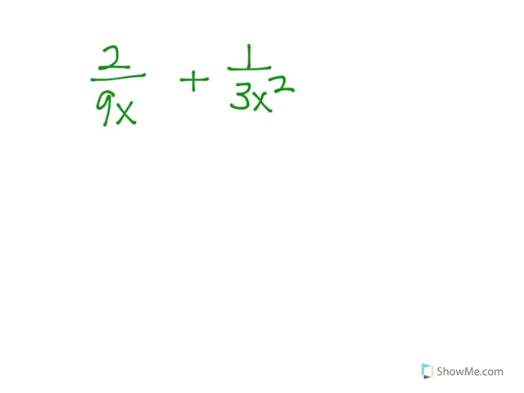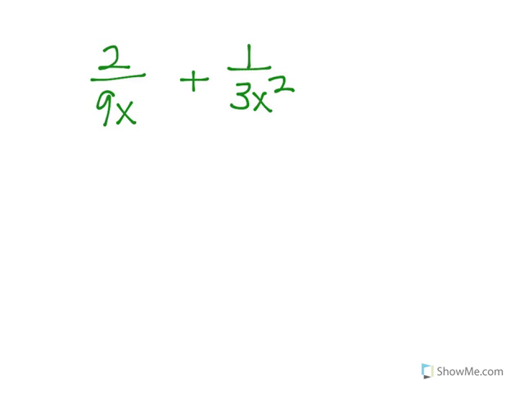Our next example involves a sum where we do not have common denominators. And so what we need to think about is finding the least common denominator. And so what we can do is look at the coefficients, the 9 and the 3. Our least common denominator of a 9 and a 3 would be 9.